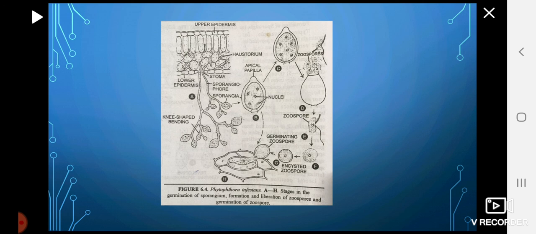Now, liberated zoospores swim in the film of water on the host surface, and first they swim fast, and then they become slow and then stop. Later on, they develop their own wall, and then they germinate by producing a germ tube, and they develop an appressorium at its terminal end, which helps in penetration. So the appressorium is a flattened pressing organ which helps the germ tube to penetrate the host through the stomata or the epidermal cells.